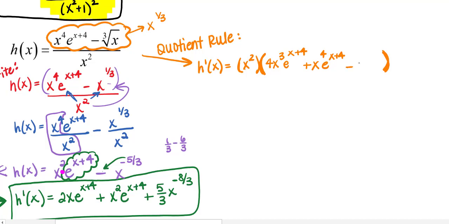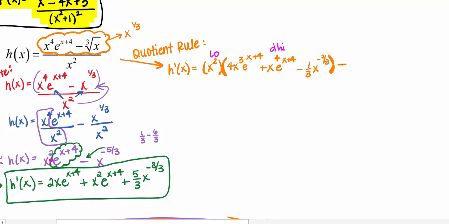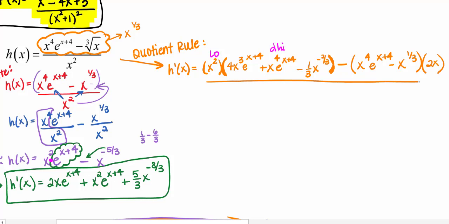So this will be minus 1/3 x, and if you subtract 1 from 1/3, you get negative 2/3. That's just low d high. Okay, now keep going. So I'm going to make this smaller here so I can fit it. Minus high, the whole thing, d low, so 2x, all over low squared.